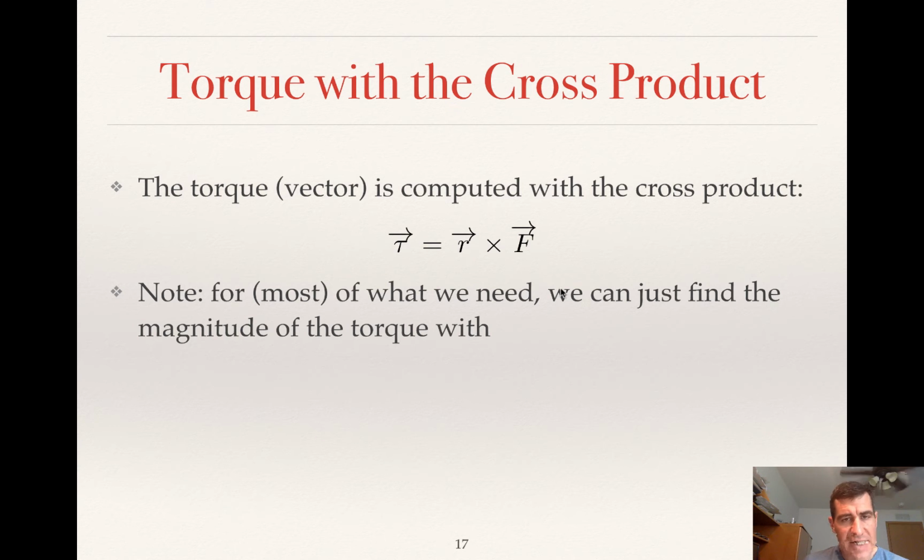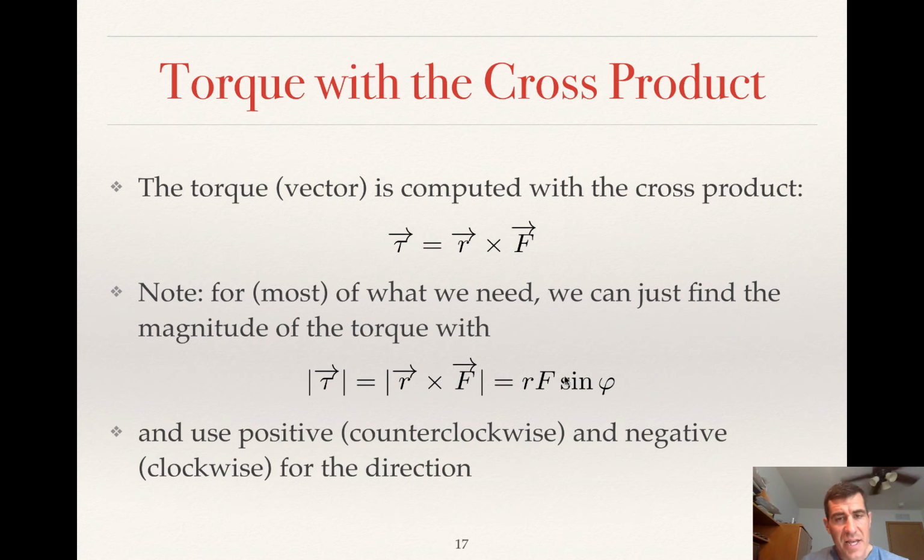What we can do is just find the magnitude of the torque. And remember, this is our equation for the magnitude of the cross product applied here: the magnitude of r times the magnitude of F times the sine of the angle in between them. And for the most part, since we're doing one-dimensional rotational kinematics, or dynamics I should say, for the direction all we really need to know is if it's counterclockwise or clockwise. And again, the usual convention is that counterclockwise torques we'll call positive, clockwise torques we'll call negative.